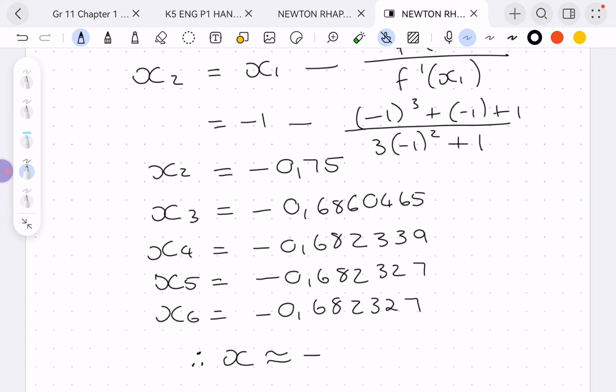the approximate value is negative 0.6823, rounded off to 4 decimal places.